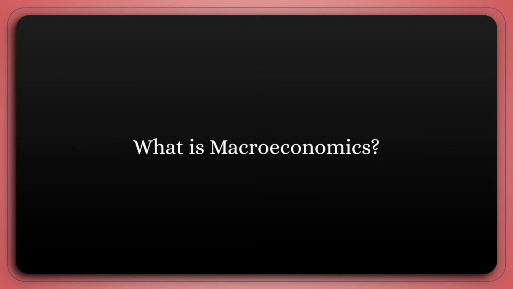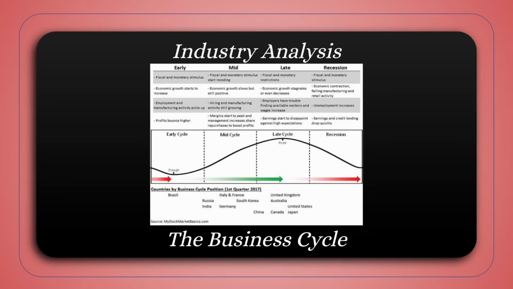Some of the key factors in macroeconomics are the size of the economy, economic growth, government policy, fiscal policy, monetary policy, inflation, and international trade. Most of these we'll touch upon. So one thing that we should understand is the business cycle. The business cycle is very intertwined with economics.